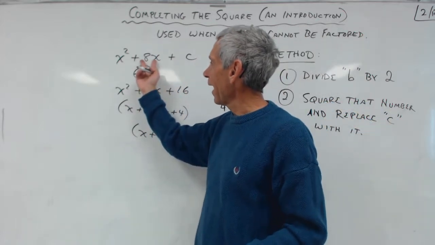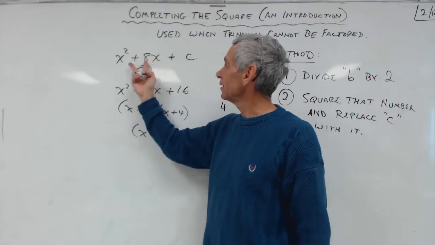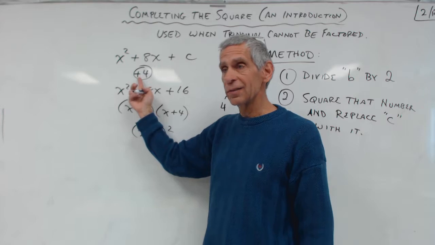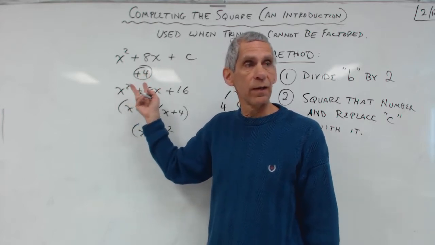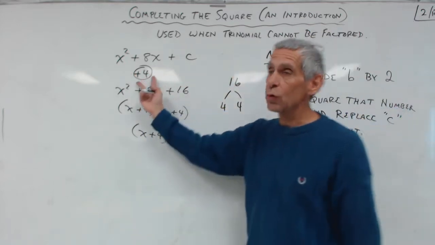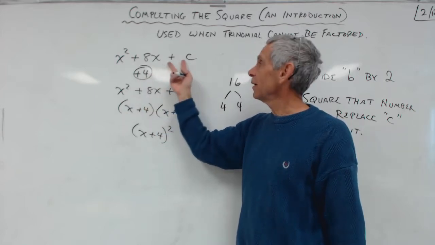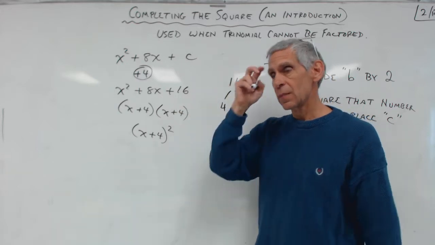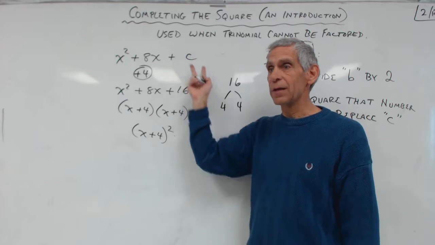All I'm doing is saying, I did this. I divided b by 2. It's a positive 8, so it's a positive 4. The plus sign is important to write in there, and you'll see why in a few minutes. Then we squared that, and that's what c became. 4 squared is c. So then I rewrote it like this. Whatever you divide by 2, then you square it, and that becomes your c.